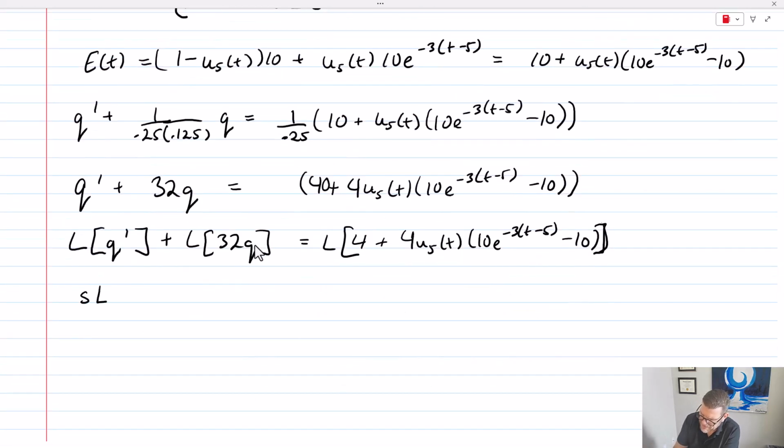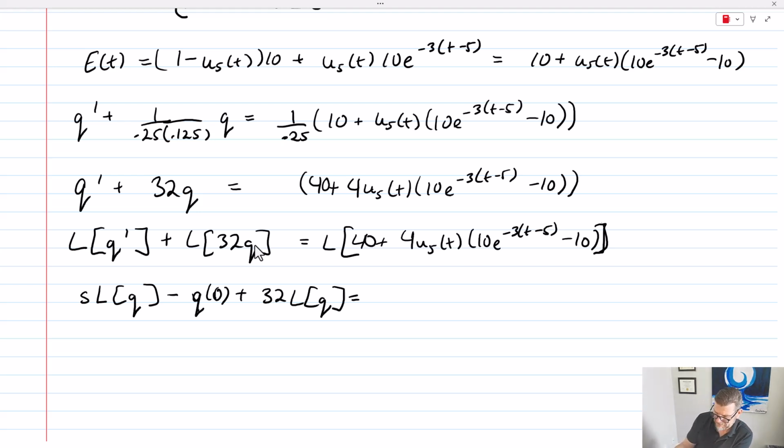And so now we get s L of q minus q of 0, excuse me, plus 32 L of q equals, and we got L of 40. I know I wrote it as a 40; it must have just disappeared. L of 40 is going to give me 40 over s, plus 4 L of u5 of t times 10e to the negative 3 t minus 5 minus 10.